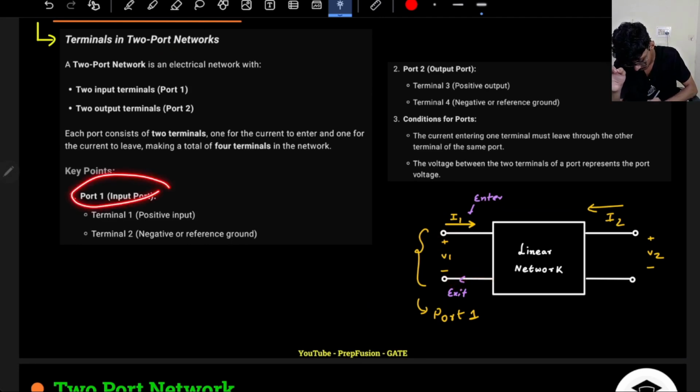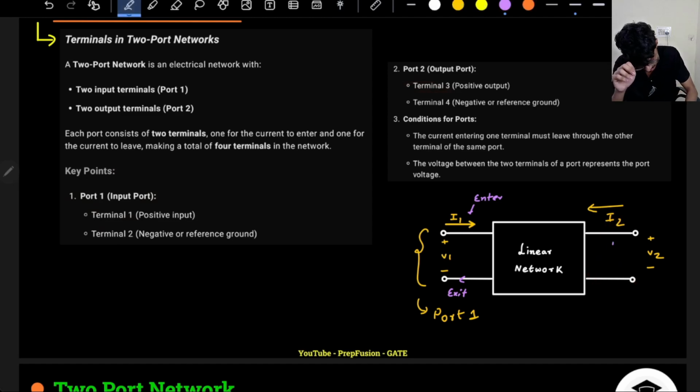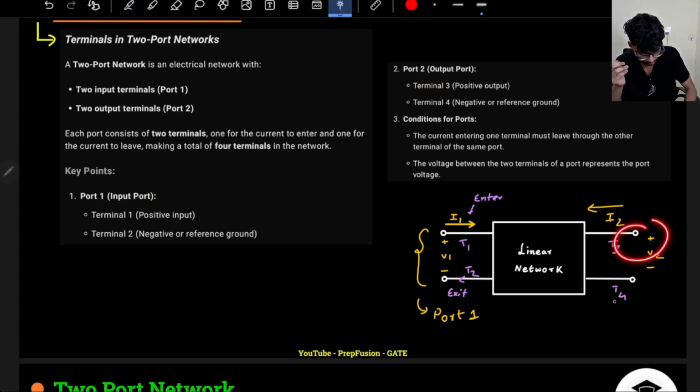Key point: port terminal 1 is the positive input, terminal 2 is the negative, or generally it is reference ground. And in port 2, this is terminal 3, T3, this is T4, this is T1, this is T2. So terminal 3 is the positive input and terminal 4 is the output.